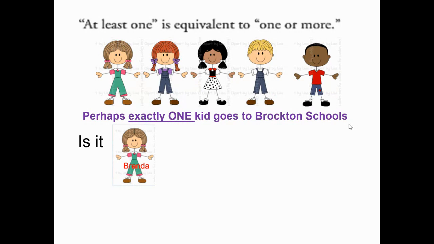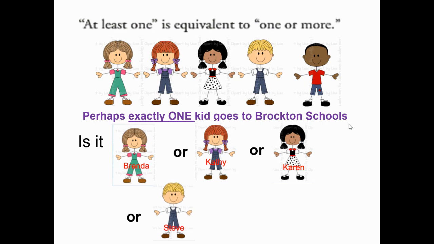Perhaps there's only one kid that goes to Brockton. The problem, though, is: is it the first child, Brenda, or is it Kathy, the second child, or is it Karen, or is it Steve, or is it Raphael?